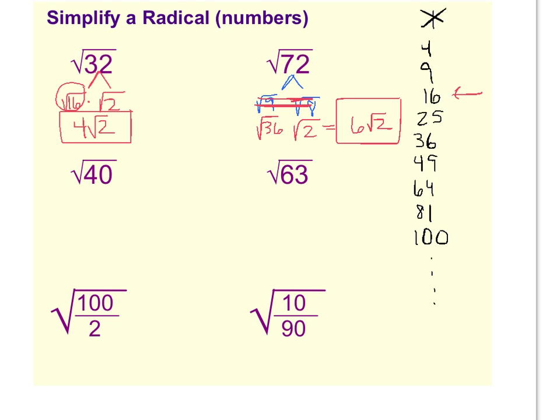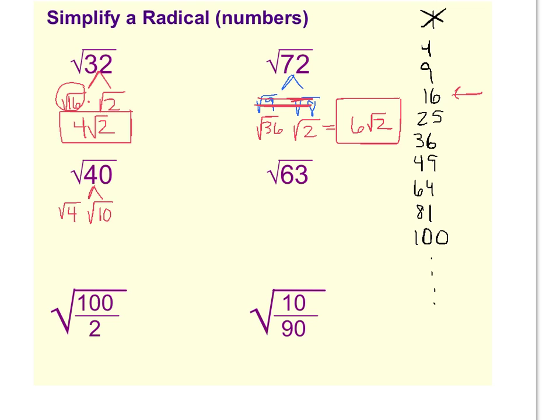Alright, moving on to the square root of 40, we look at our list and figure out what fits into 40. Well, it can't be bigger than 40, so 49 and above is out. So 36, 25, 16, 9, 4. Really the only one that fits in is 4, and 4 times 10 is 40.